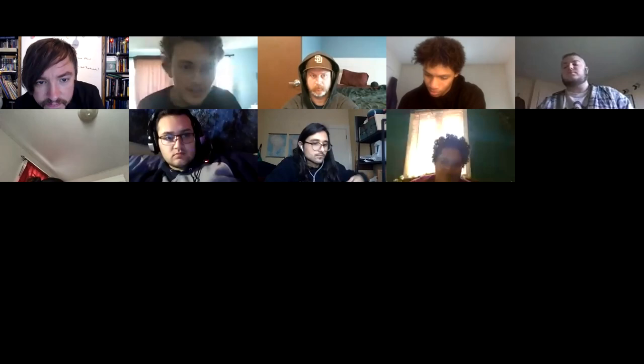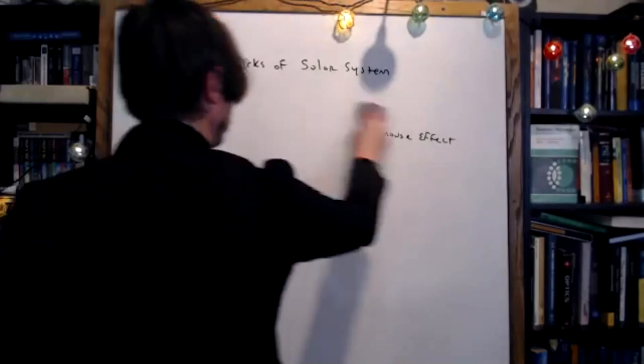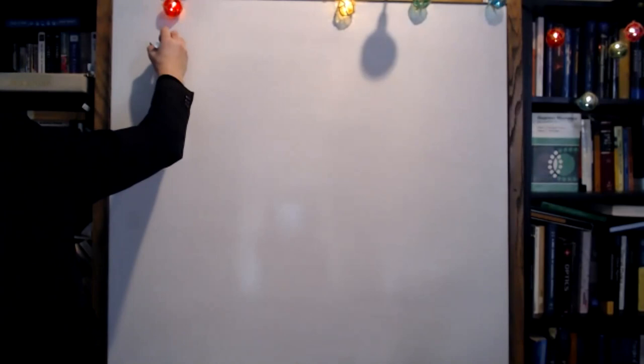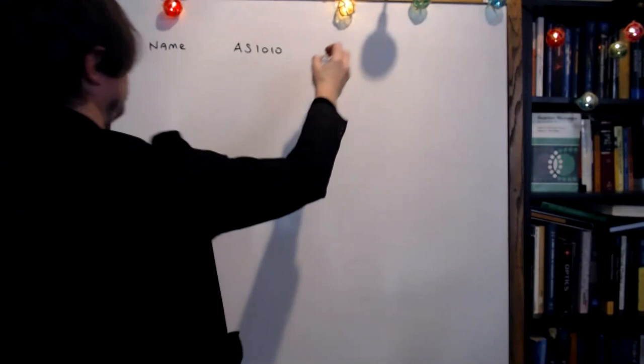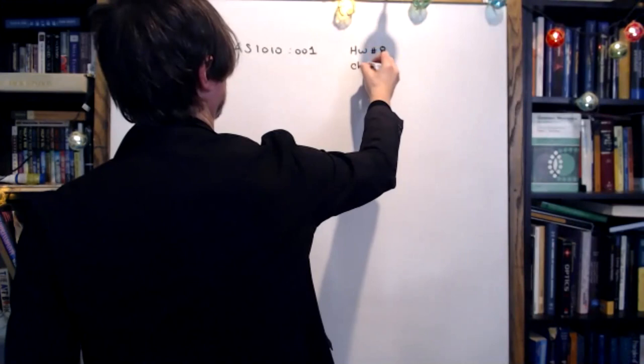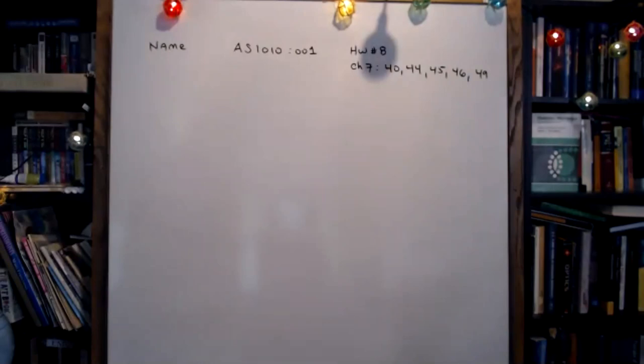So why don't we take a look at our homework? It's homework number 8, problems from chapter 7. I'm going to put them up on the board. We'll do all the usual things that we do when we do a homework. We will put our name, we will put AS1010 and our section. This is homework number 8, chapter 7, number 40, 44, 45, 46, and 49, I believe, if memory serves us correct.